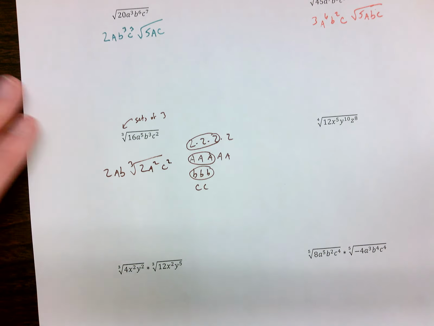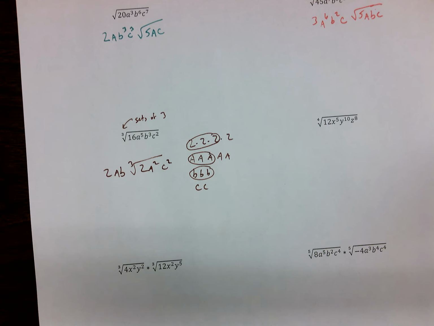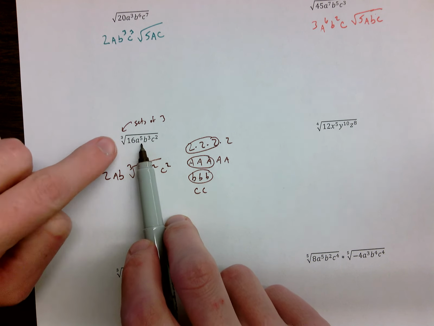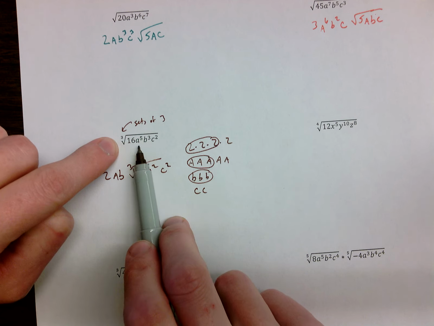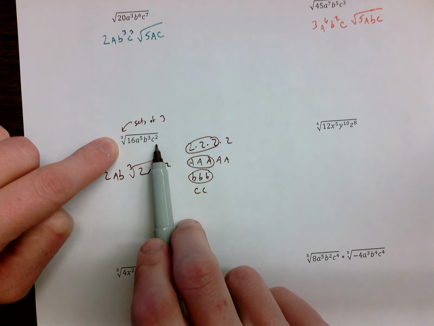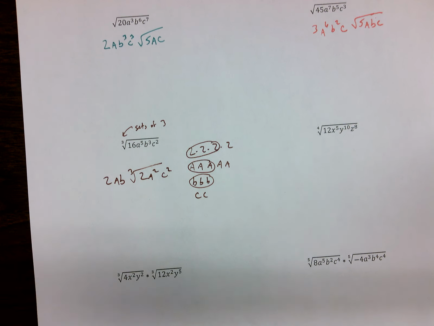so C squared. Okay, so it's very similar, except instead of saying, how many pairs are there, I'm looking for how many sets of 3 are there. Well, there's 3 A's here with 2 left over. There's 3 B's there. There's no sets of C's there, so those just stay inside.